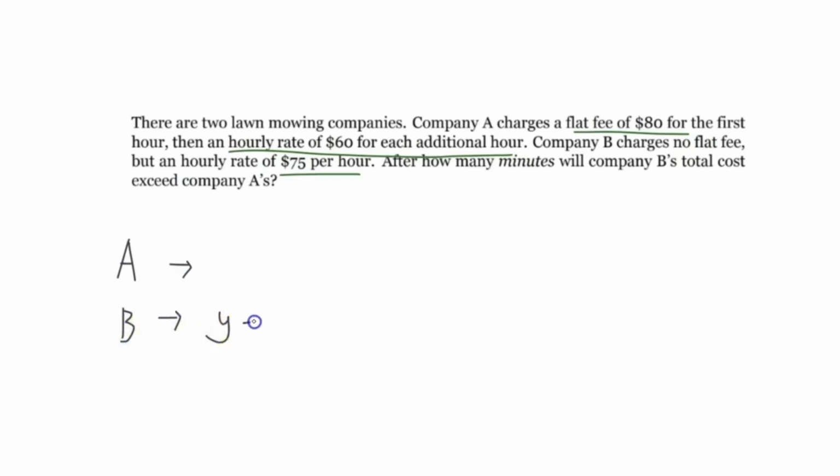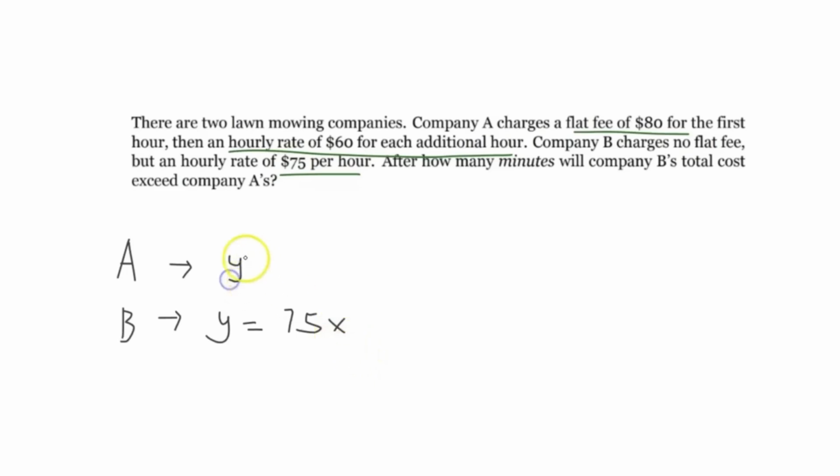We're just going to write y equals, where y equals the total cost of their services, and then x in our case will be the total number of hours. And so they don't have a flat fee and they just charge $75 per hour. So we're going to write this as 75x, and we're done with that part. Now we've got to find the equation for A.